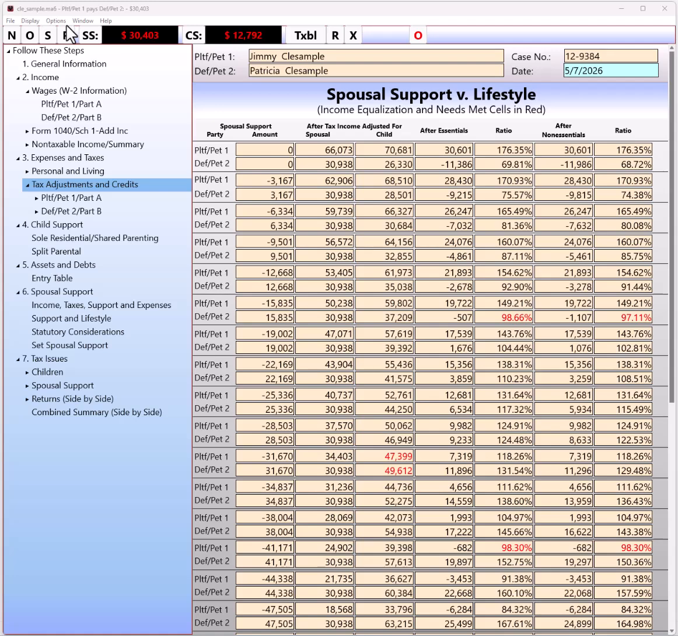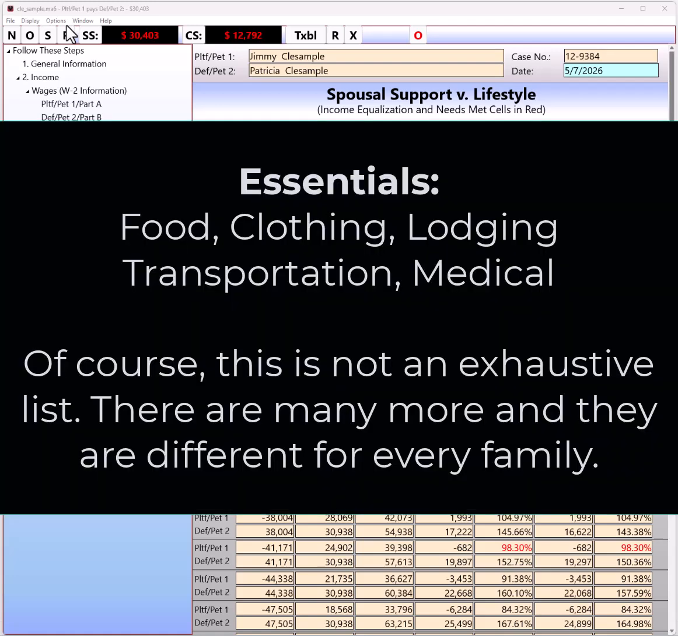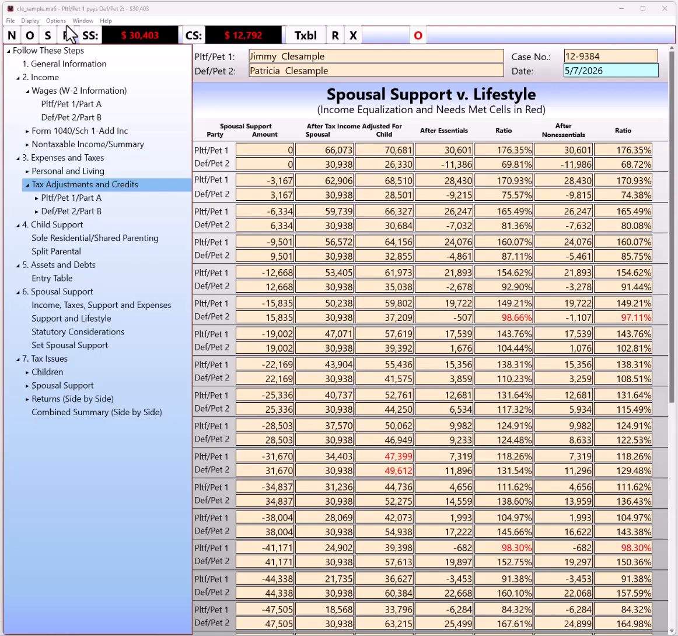And then after the payment of essentials, when we think of essentials, we're thinking of food, clothing, lodging, transportation. Those are probably the big four. Okay. And then if there's a good enough situation where there's higher levels of income available to the parties, then you could even consider non-essentials, and the program will do that.